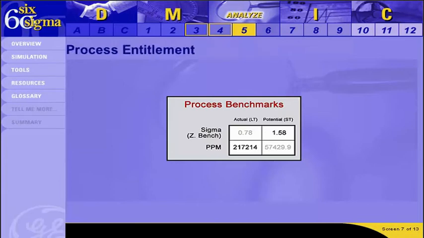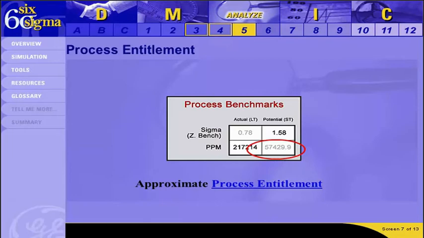Let's assume for the moment that your guidelines say to reduce the DPMO by 90% to start. If the actual DPMO is over 217,000, how feasible is it to consider reducing by over 90% to near 20,000? One way to get a quick reality check is to look at the short-term PPM or DPMO. This is a close approximation of the process entitlement.